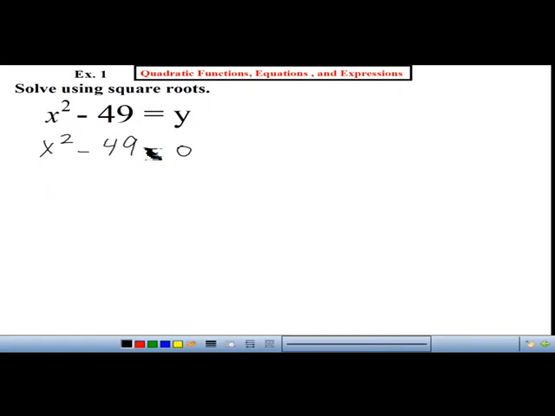Next, I still need to solve this, okay? So that means I'm going to use inverse operation. I'm going to leave x squared by itself. So I need to get rid of negative 49. How do I do that? Plus 49, plus 49. That leaves me with x squared equals 49.